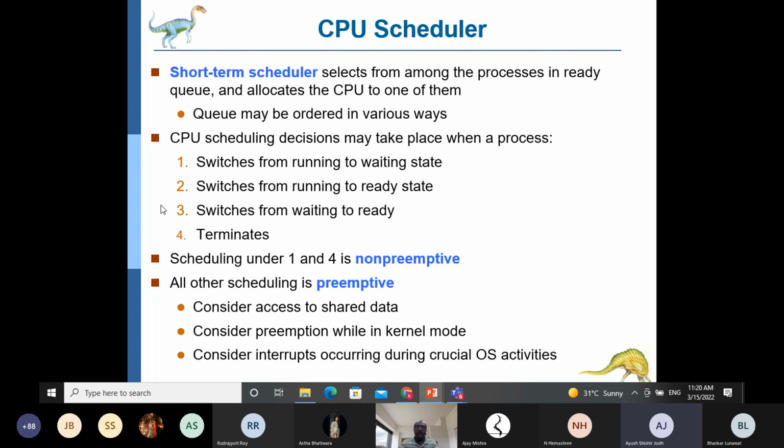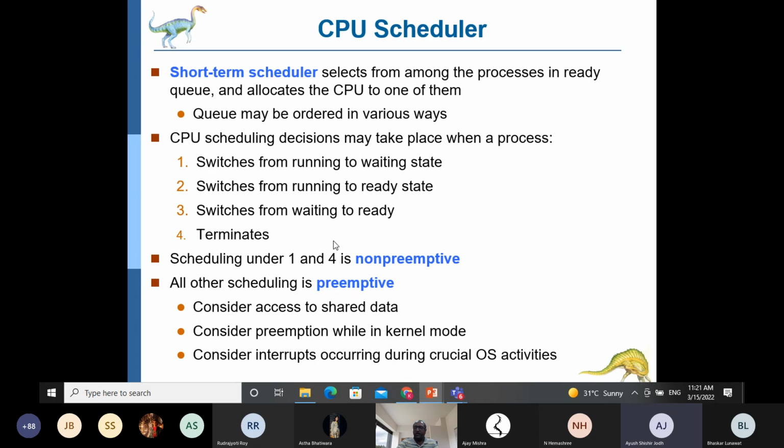Preemptive scheduling means that even though the current process can compute further with the help of the CPU, still the scheduling has to be done because of some other event. Whereas non-preemptive scheduling means the process is voluntarily leaving, so therefore the CPU has to be scheduled. So there are two types here, preemptive and non-preemptive scheduling.